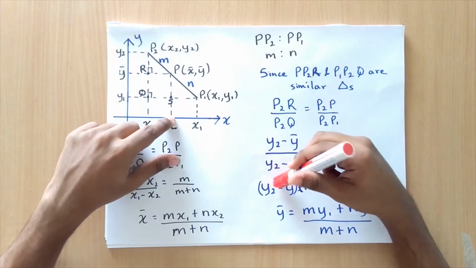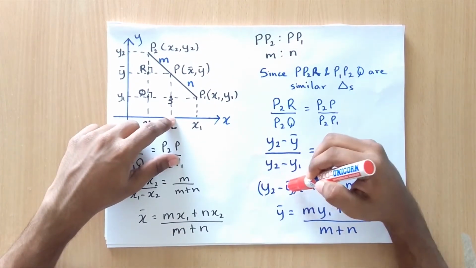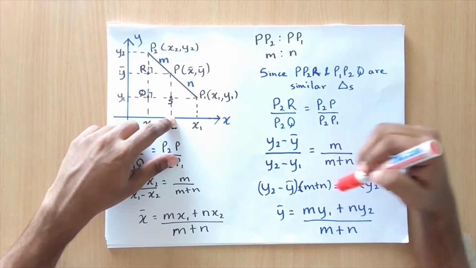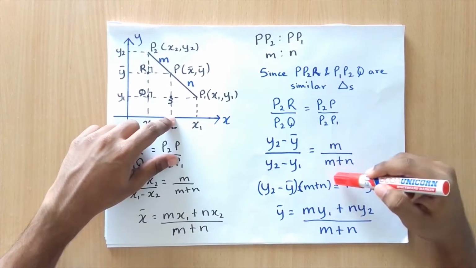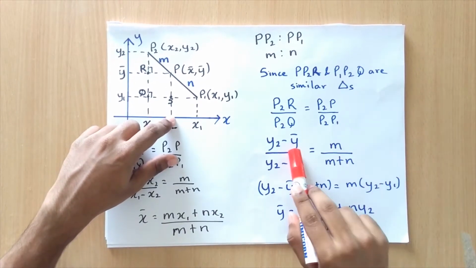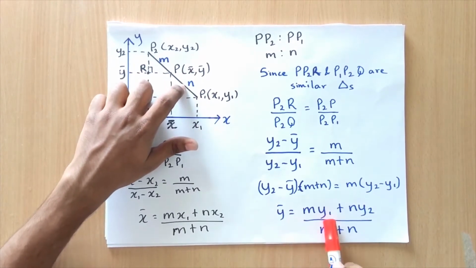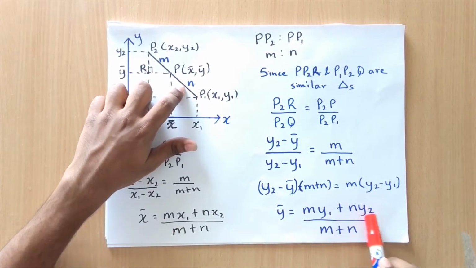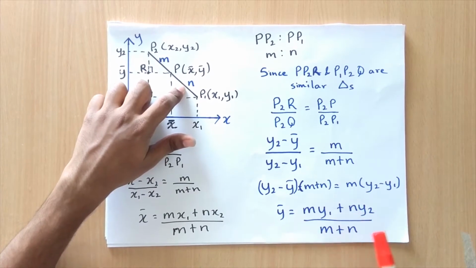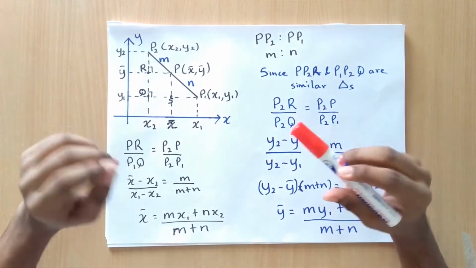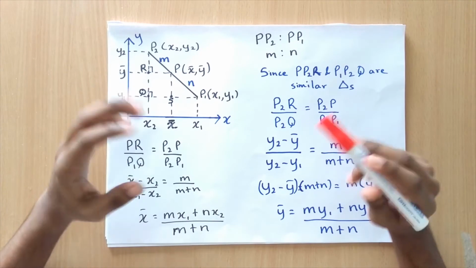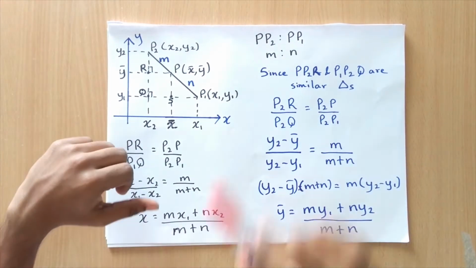So now if we simplify this equation, (y2 minus y bar) into (m plus n) equals m into (y2 minus y1). Finally, we get a value for y bar. So y bar equals (my1 plus ny2) over (m plus n). This same procedure can be done to obtain the values of x bar.